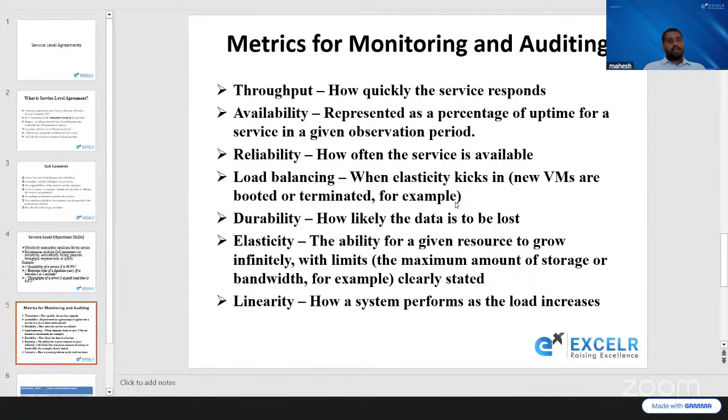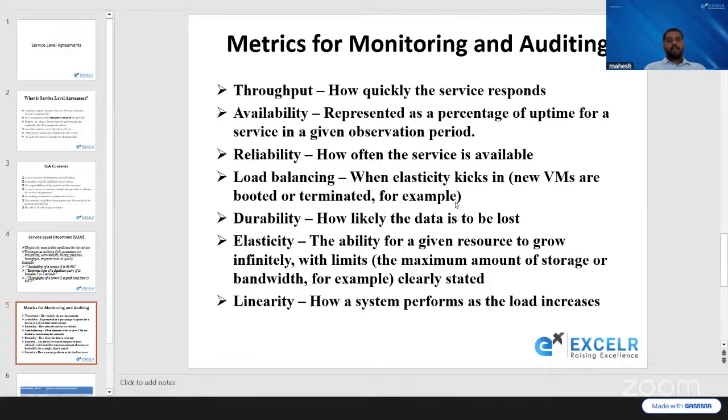Durability is nothing but the durability of the data, like the long-lasting nature of the data. Elasticity: whether the resources are elastic in nature or not. For example, if I'm trying to access the resources, whether those resources are elastic in nature or not, I have to understand those things as well.